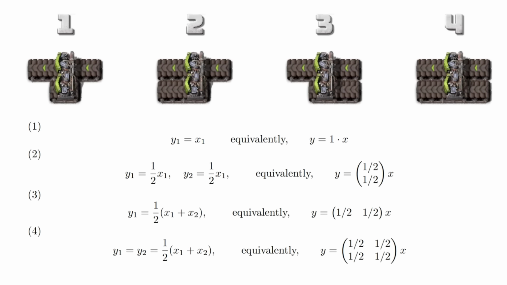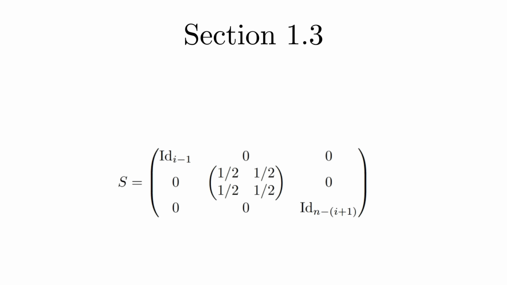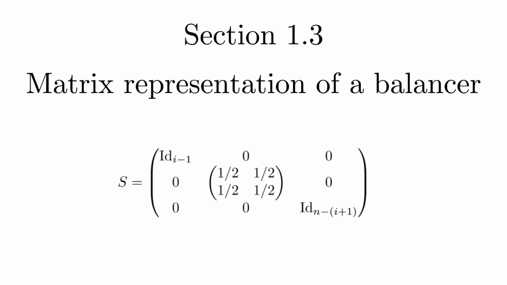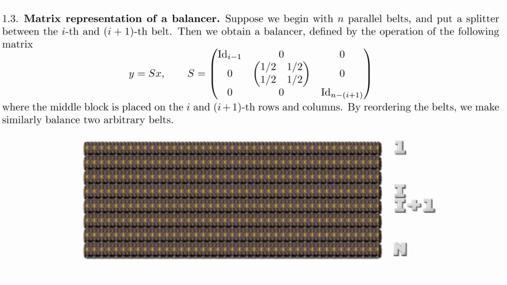Let us observe that the input and output of these 4 splitter setups can be described by these matrix equations. Note that case 3 does not have conserved flow. Section 1.3 Matrix representation of a balancer. Suppose we begin with n parallel belts and put a splitter between the ith and the i+1th belt. Then we obtain the balancer, defined by the operation of the following matrix. Note that we have replaced the ith and i+1th rows and columns with 1/2.